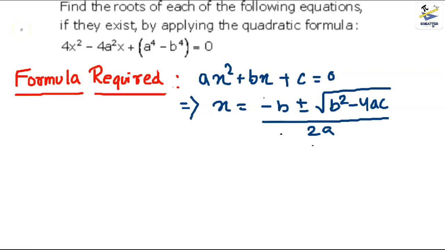Hello guys, today we are going to solve this question. In this question we are asked to find the roots of the following equation.